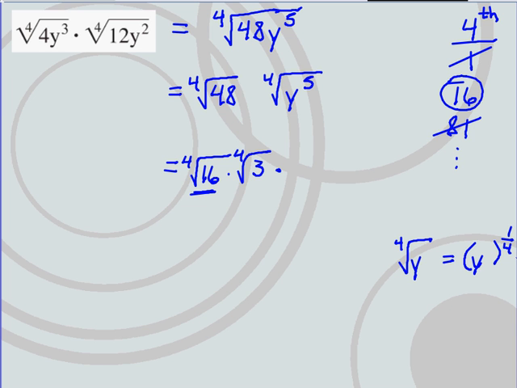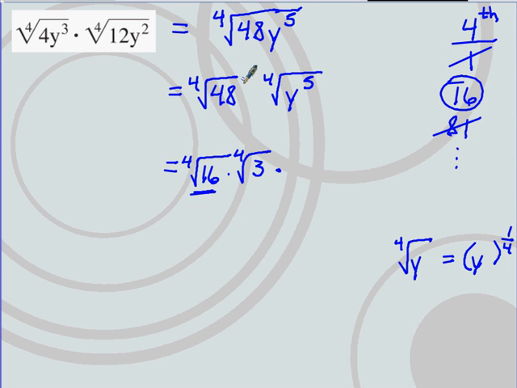8, 12, 16, 20. Does that make sense? You're multiplying 1/4 times it. Well, what numbers can you multiply 1/4 by to get clean numbers? Multiples of 4. A fourth of 4 is 1. A fourth of 8 is 2. A fourth of 12 is 3, and so on and so forth.